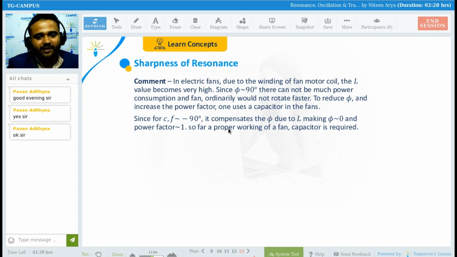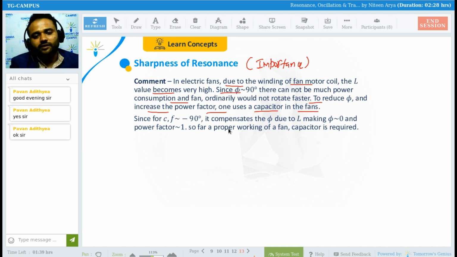Comment on electric fans. Now, what is the importance? This is your importance. Read it. In an electric fan, due to the winding of the fan motor coil, the L value becomes very high. Since phi tends to 90 degrees, there cannot be much power consumption, and the fan ordinarily would not rotate faster. To reduce phi and increase the power factor, one uses a capacitor in the fan.